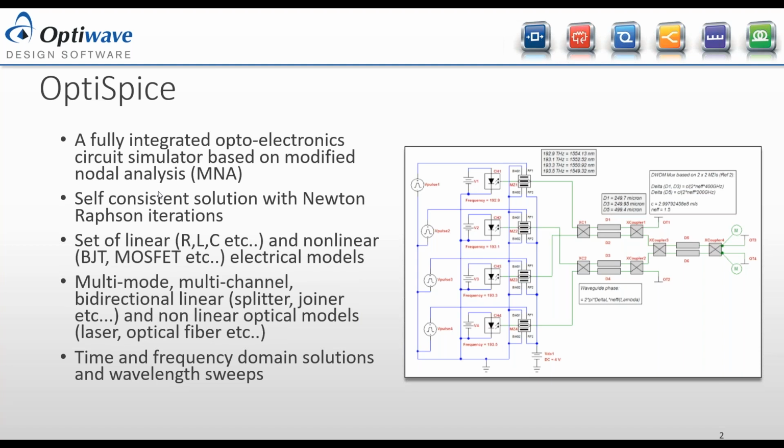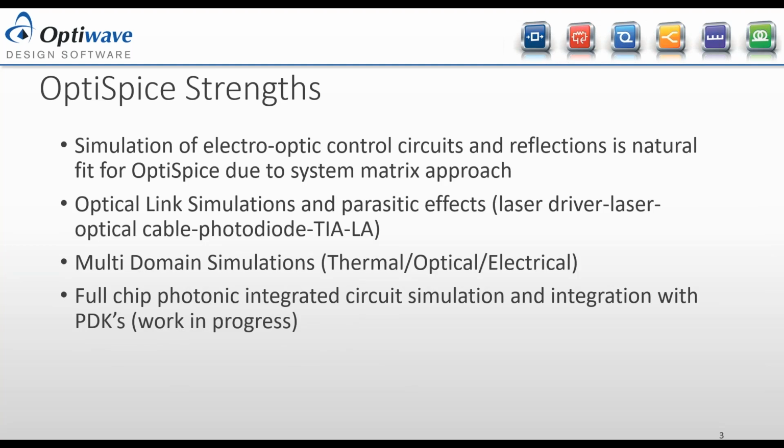We have a multitude of optical components in OptiSPICE. We have splitters, optical splitters, joiners, and nonlinear components like laser, optical fiber. We also have photodiodes, so on the receiver side, and you can put these components together to create your electro-optical system.